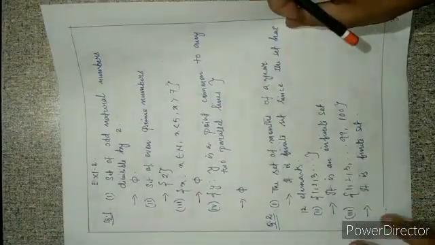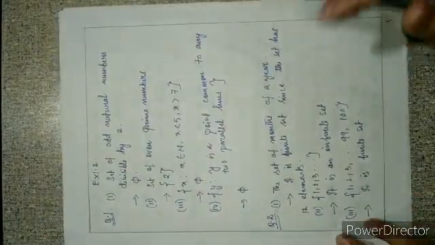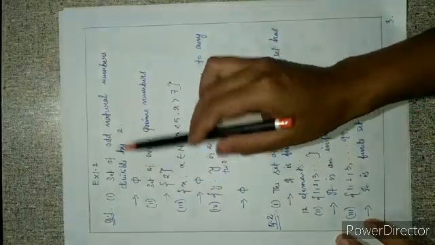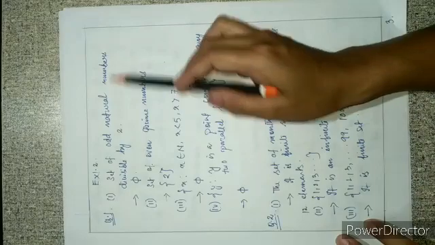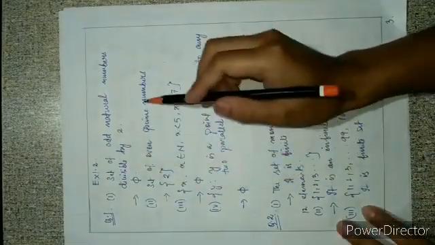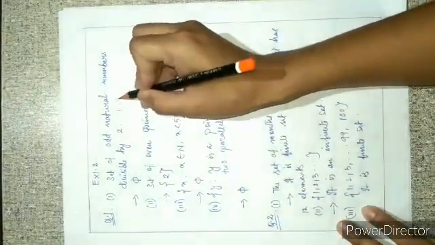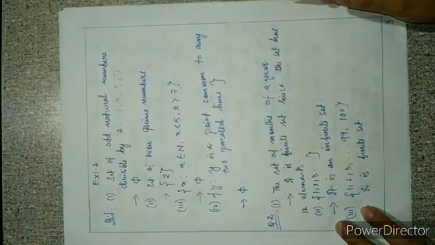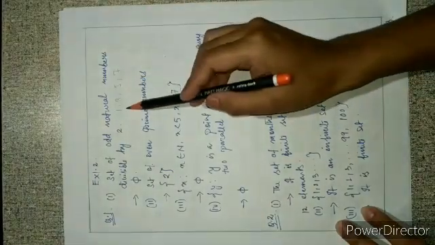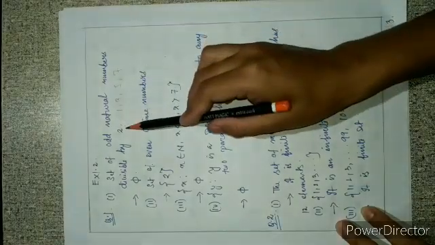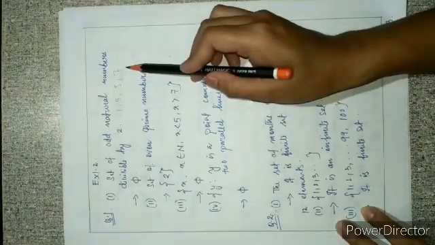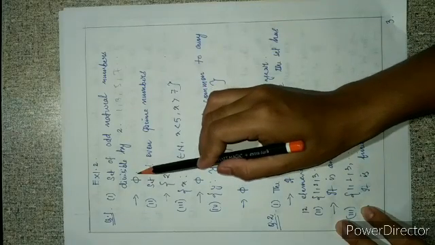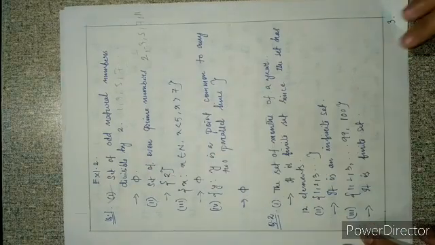Exercise 1.2, question number 1. Number 1, the set of odd natural numbers divisible by 2. Set of odd natural numbers are 1, 3, 5, 7, and so on. There are infinite number of odd natural numbers, but all the odd natural numbers are not divisible by 2. And so the given set is an empty set, and it is denoted by phi.